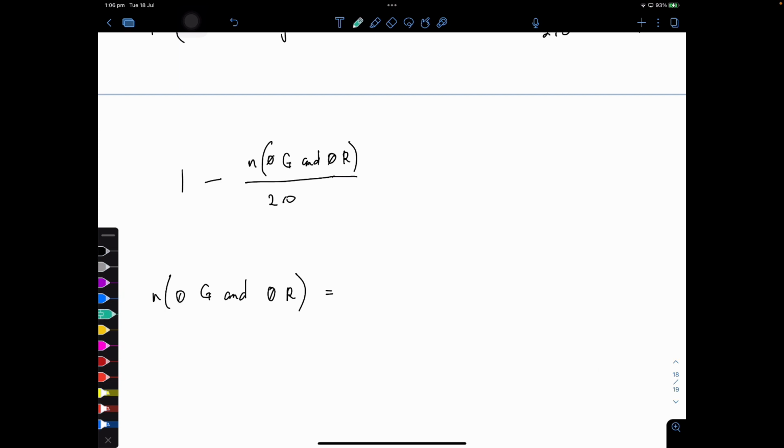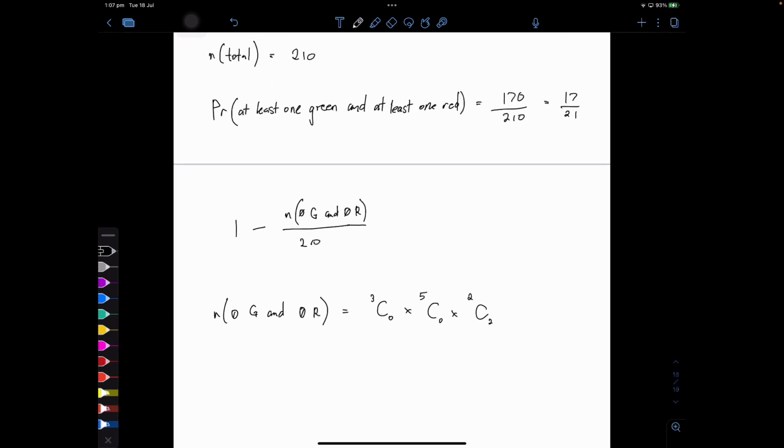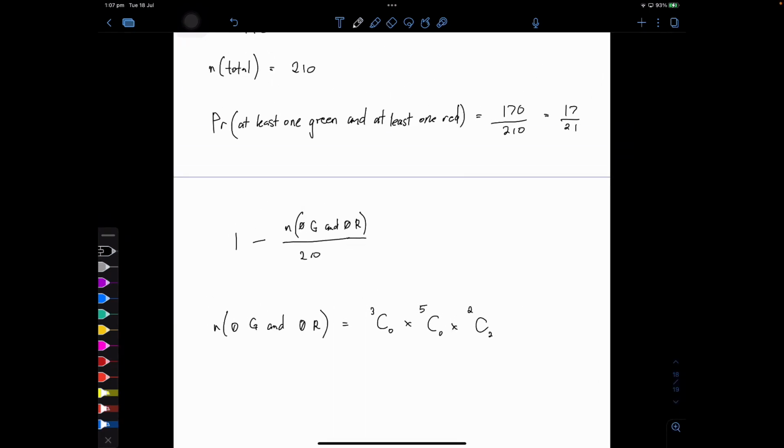We had 3 greens, we're choosing none of them. We have 5 reds, we're choosing none of them, and 2 choose 2. But you need to end up with 4, so that's not possible, so you go 2 choose 2. But you still have to calculate your different ways of picking out a red or a green. So this one here wouldn't work.